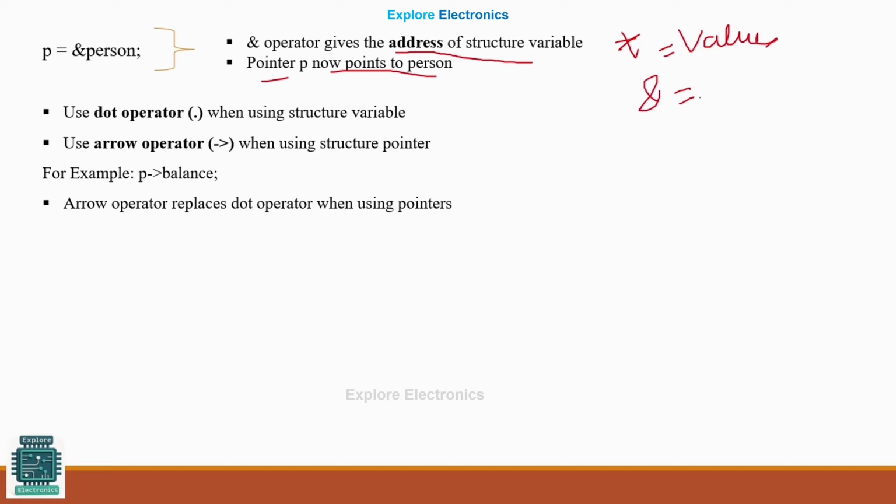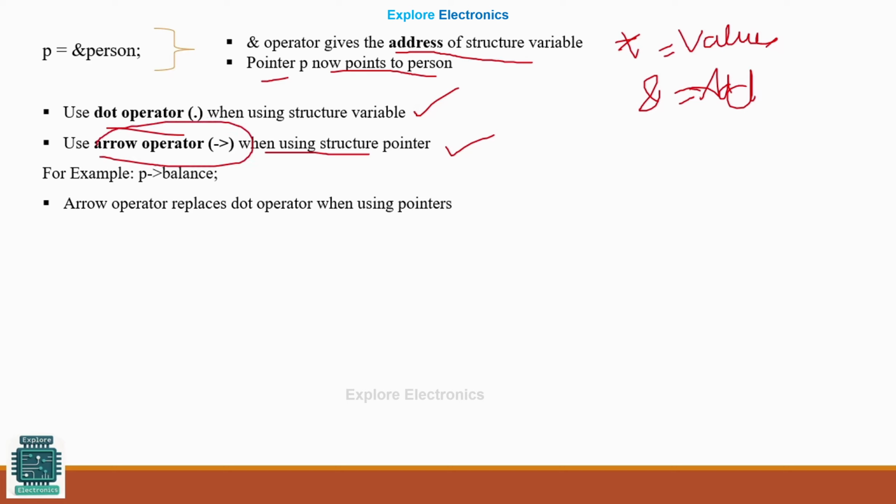Ampersand indicates address. Fine. Now use the dot operator when using a structure variable. Use the arrow operator when using a structure pointer. Here the structure pointer is a new concept, right? While accessing a member of a variable, we have used the dot operator. I have explained that in the previous video. Now, when using a structure pointer, we have to use the arrow operator.